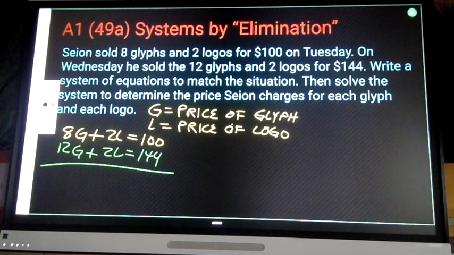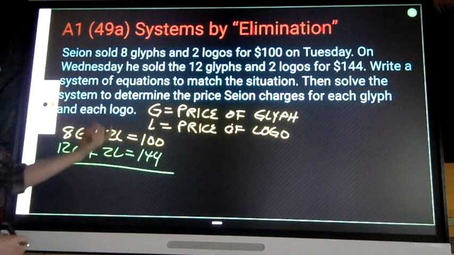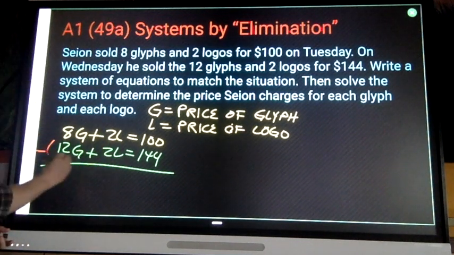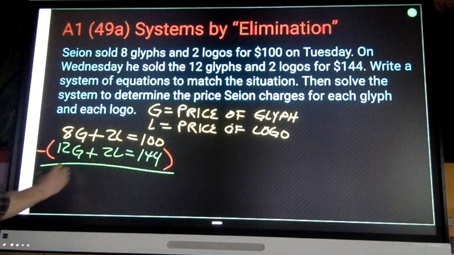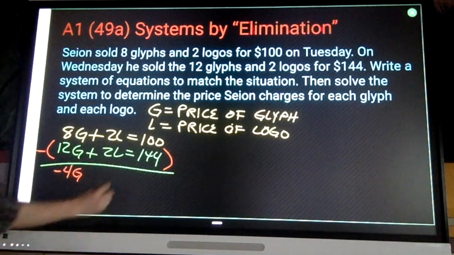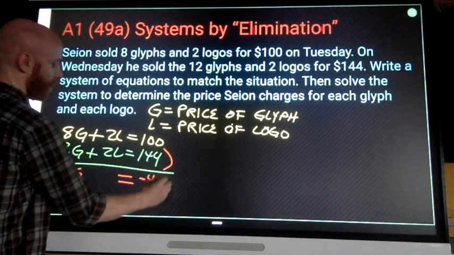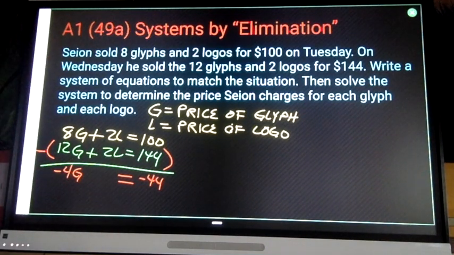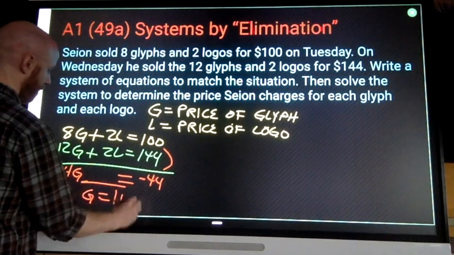So here's our twins, 2L, 2L. To get rid of them, I'm going to need to subtract. So we got 8G's minus 12G's is negative 4G's. 2L's minus 2L's eliminated. 100 minus 144 is negative 44. Divide both sides by negative 4, and we find out one glyph costs $11.